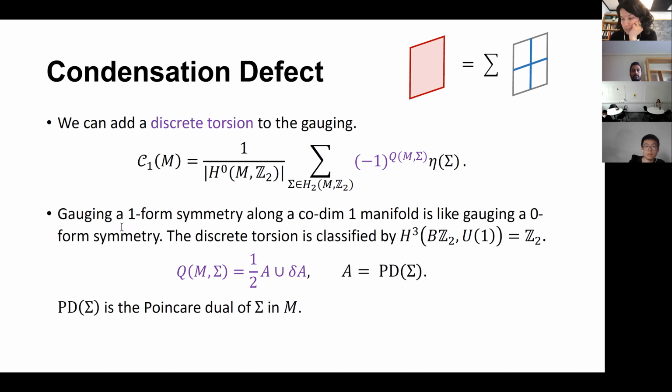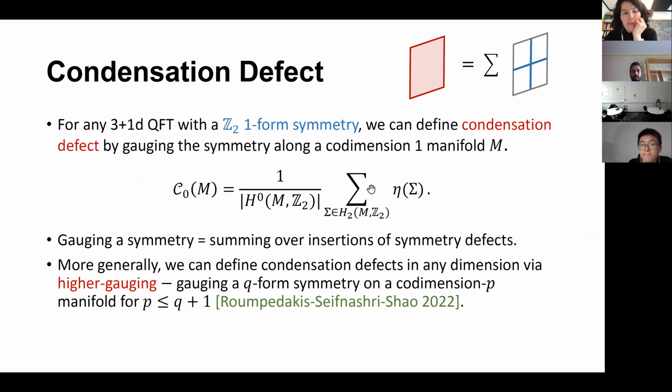May I ask a naive question? Is this an operation on a theory, or is it an operation on a class of defects in a given theory? That's a very good question. This is not an operation on a theory, because an operation on a theory would mean that we gauge the symmetry on the whole spacetime. But here we only do it on a codimension-one manifold. So this will define some topological defects for you in the original theory.